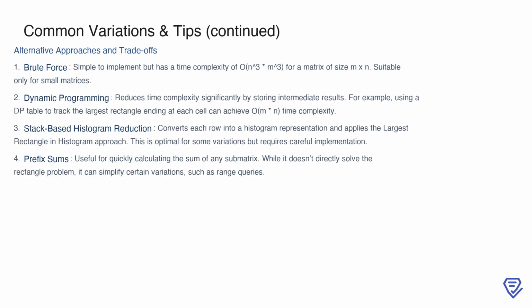Dynamic programming is a more efficient alternative. By storing intermediate results, such as the largest rectangle ending at each cell, you can reduce the time complexity to m * n. Another approach is stack-based histogram reduction, which involves converting each row of the matrix into a histogram representation and applying the largest rectangle in histogram solution. Though optimal for certain variations, it requires careful attention to detail during implementation.